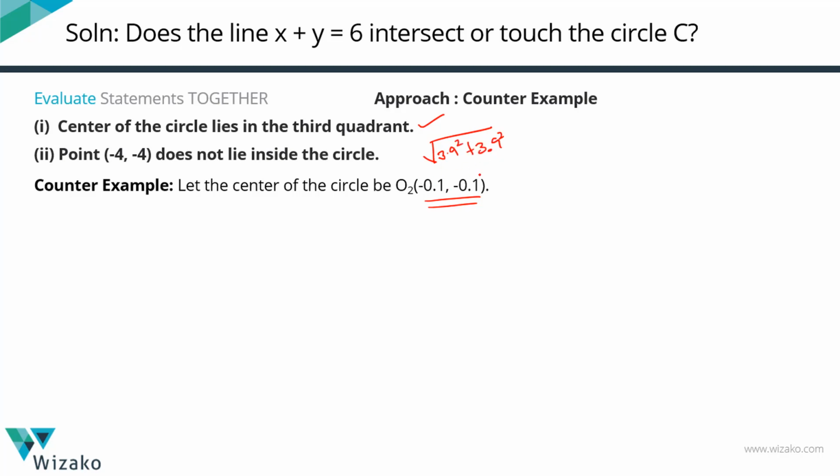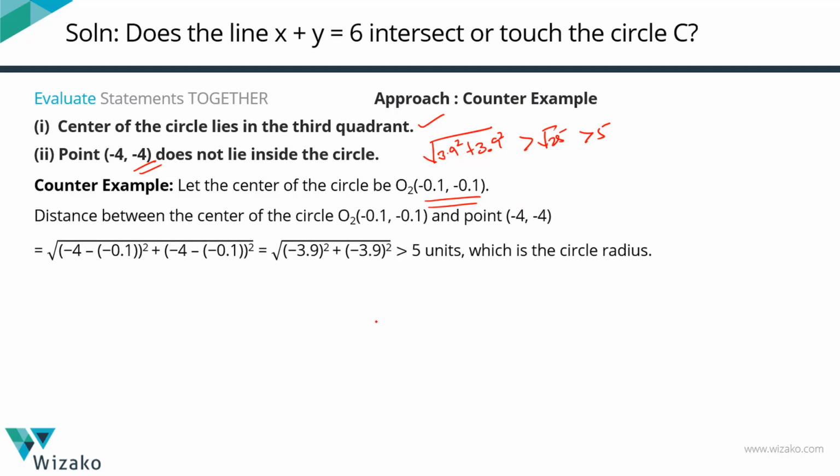4 square plus 4 square is root 32. So 3.9 square plus 3.9 square is going to be a number which is definitely closer to root 32 and definitely greater than root 25. There's no doubt at all there, which means this is greater than 5. If the distance between -4, -4 and -0.1, -0.1 is greater than 5, then this point lies outside the circle. So -0.1, -0.1 satisfies the information given in both the statements.